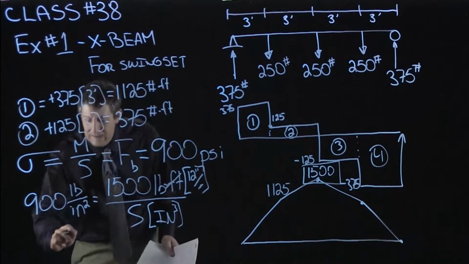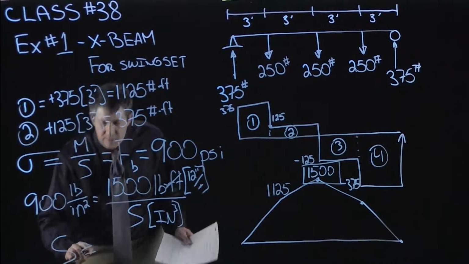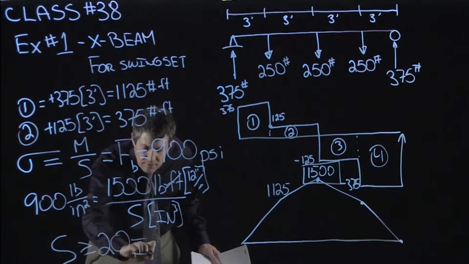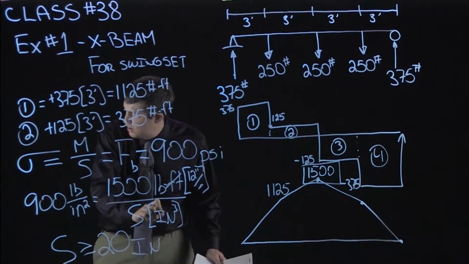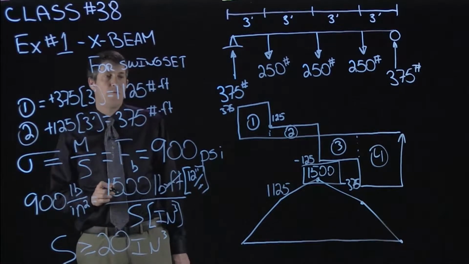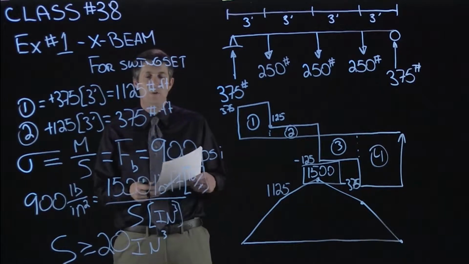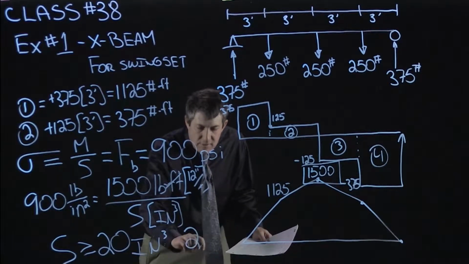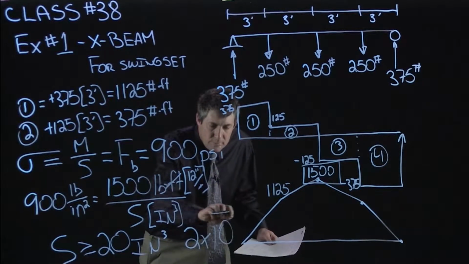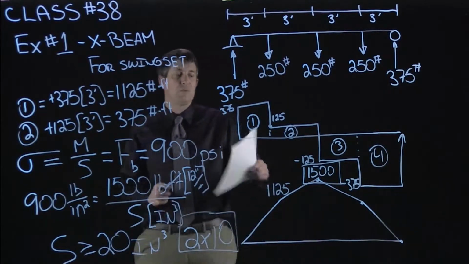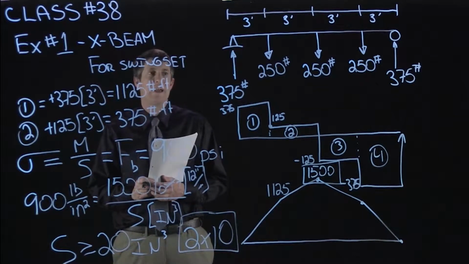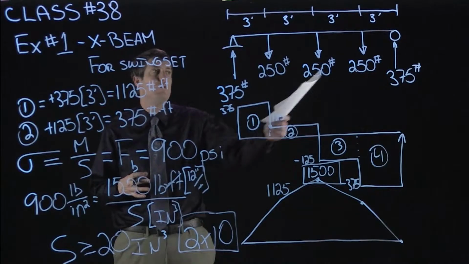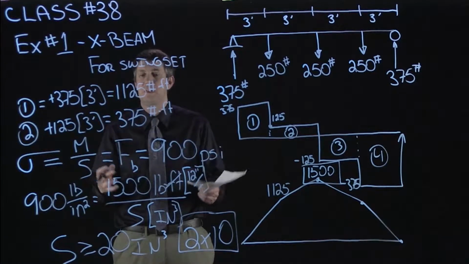So from there, I can solve for S. S needs to be greater than or equal to 20 inches cubed. From that, I can look at my tables, which we will have already looked at, and I can see that I need to use a minimum of a 2 by 10 to support this swing set. We will look at a further example where we change this around a little bit and see what happens when I move my support conditions, and see maybe we use a bigger beam or a smaller beam.